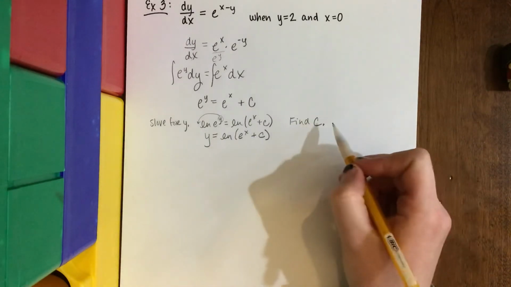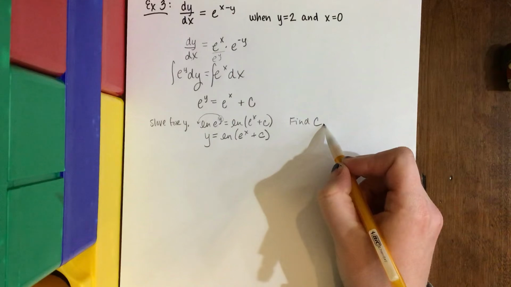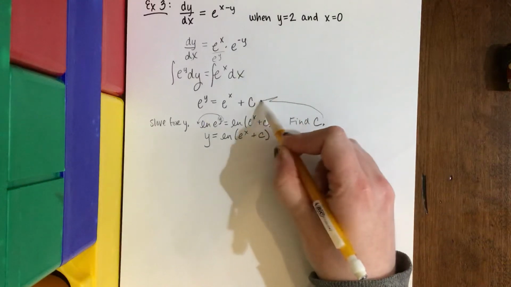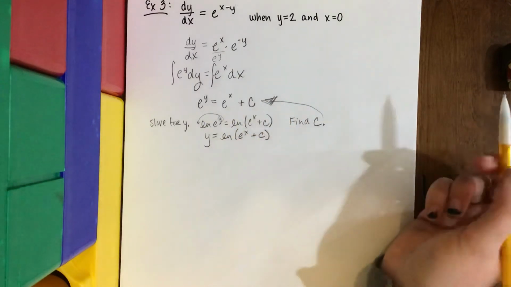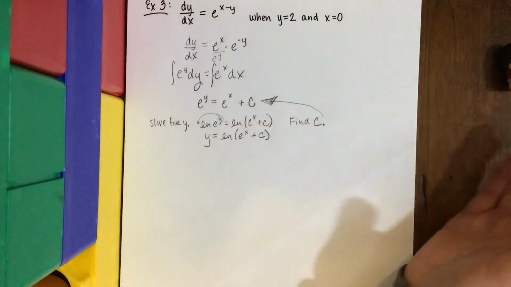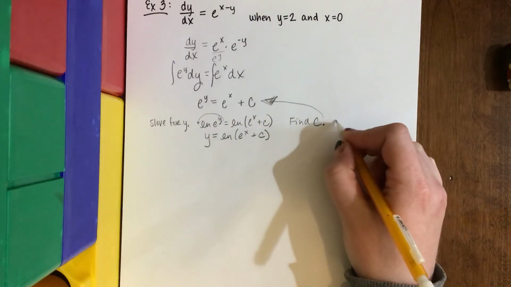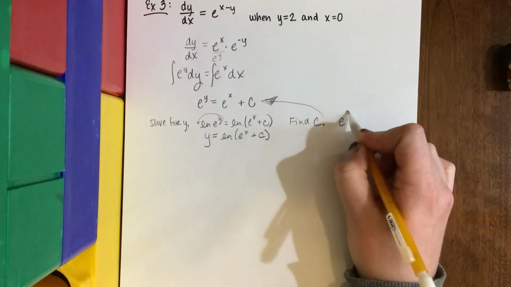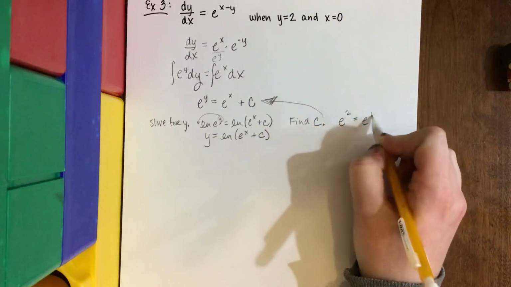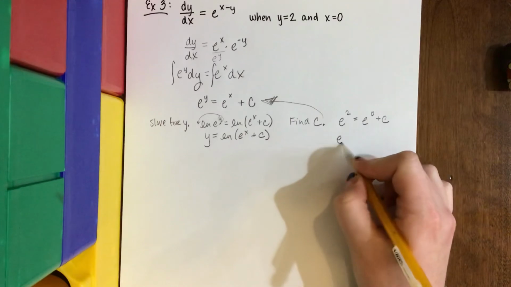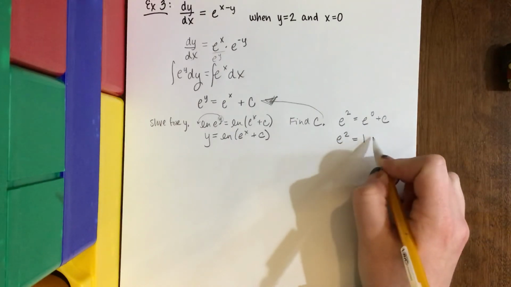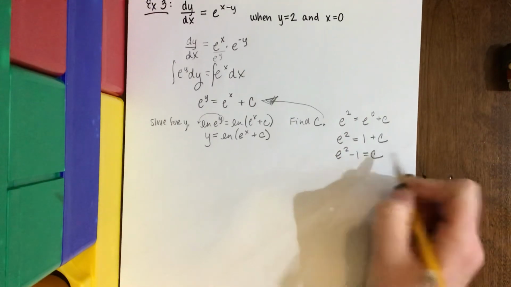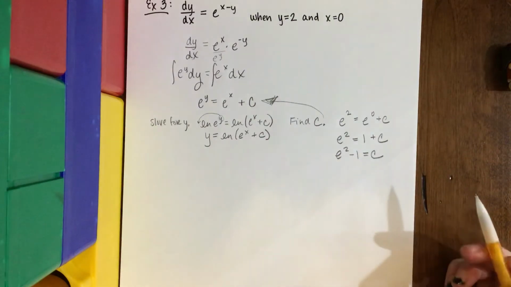And so this is now where I start to solve for c. I'm starting with the equation from when we left off that one, because I can technically plug it in any time I want. I just want to do it the easiest way possible. So if y is 2 and x is 0, we end up with e to the second equals e to the 0 plus c. So e to the second equals 1 plus c. So now I have e to the second minus 1 equals c.